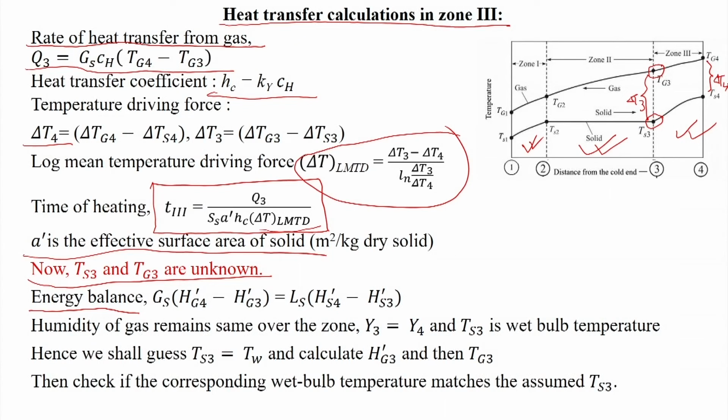So, the humidity of the gas remains the same over the zone, because we said that Y3, Y4 are the same, since after that no drying actually takes place, and Ts3 we can take as the wet bulb temperature. Hence, we shall guess this Ts3. Then we will calculate this Hg3 prime and then Tg3, and check whether the wet bulb temperature we get matches the assumed Ts3 or not. If it is matching, then our guess was correct.